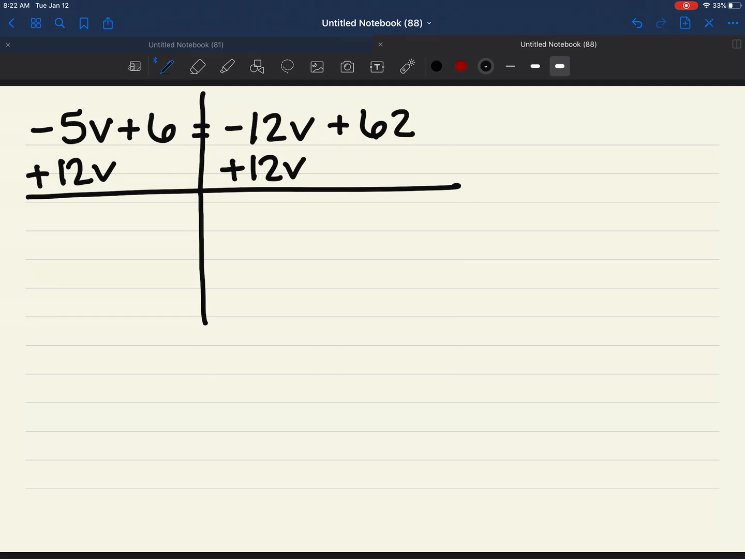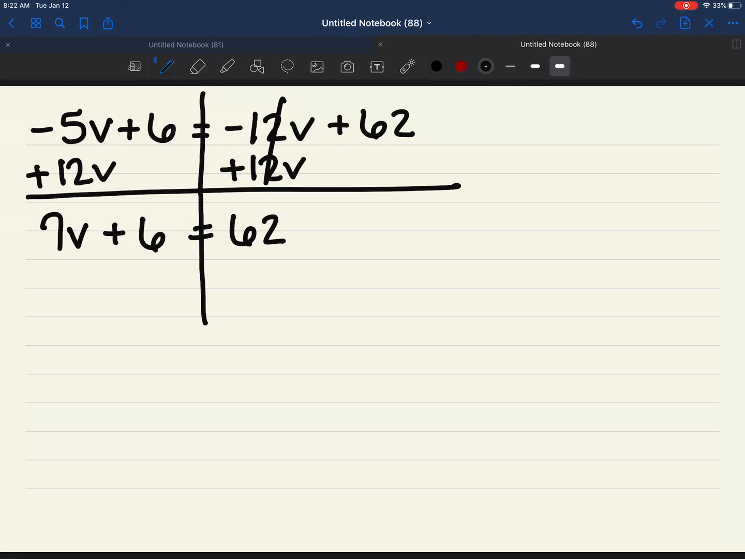Okay, where does it cancel? 12 and 12, okay? What is -5 plus 12? Good. Okay, bring down the +6. What would it be equal to? Equals 62. 62. Okay? Now, doesn't this look exactly like all the problems we did yesterday?